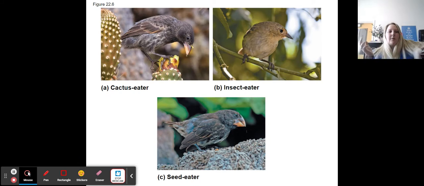One of the things that Darwin noticed was finches. And he noticed that on one island, there were cactus eaters. They had these medium-sized, thick beaks. Then on the other island, he noticed insect eaters that had very small beaks, and seed eaters that had very thick beaks. But if you look at them, they all look like they could be the same breed of bird. The only difference was their beak, and these are adaptations based off of their environment.